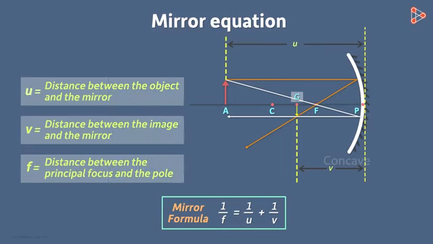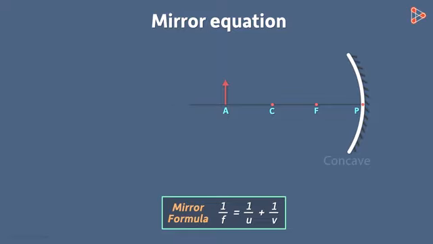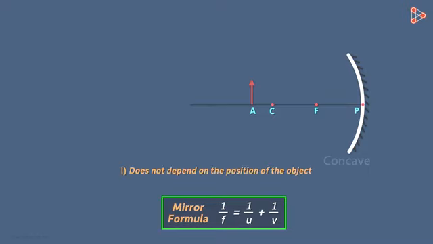Note that all the distances are measured from the pole of the mirror and not some other point on the mirror. So from the equation, you can see that it gives us the relation between the object's distance from the mirror, image's distance from the mirror, and the focal length. What if instead of this, I had placed an object somewhere else? It wouldn't change our formula. The equation does not depend on the object's position from the mirror. It is same for any position of the object.